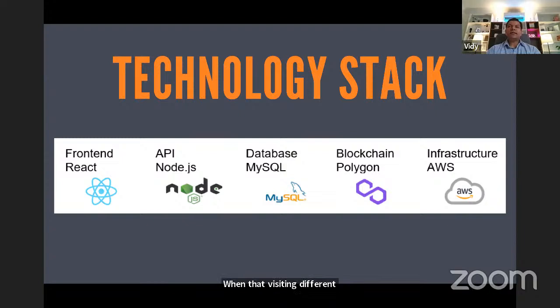So here also, if you see, the technology stack is the same. We use React frontend, Node.js backend, MySQL database, and Polygon chain, and it is all hosted on AWS cloud.